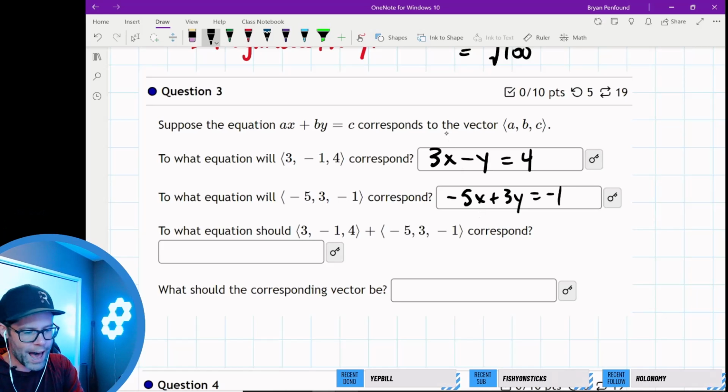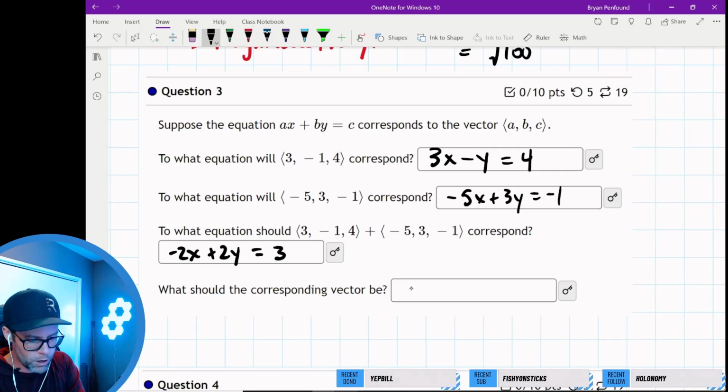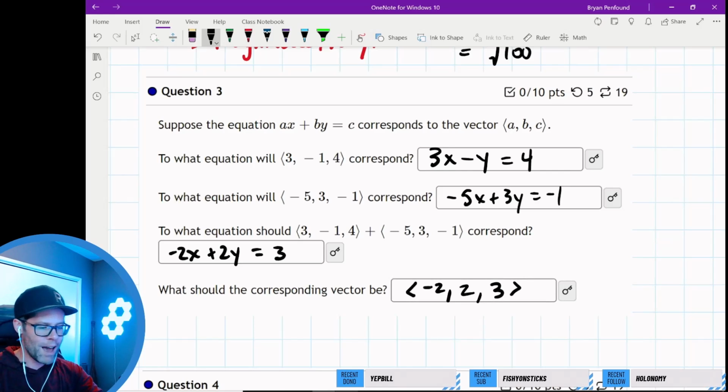Oh, I see. We're just going to add up the two equations. So 3 take away 5 is negative 2. We have negative 1 plus 3, so that should be plus 2y, I believe. And then 4 take away 1 is 3. And if we add component by component, what do we get? 3 minus 5 is negative 2. Negative 1 plus 3, so 3 minus 1 is positive 2. And 4 take away 1 is 3. Look at that. Oh man, that's kind of nice.